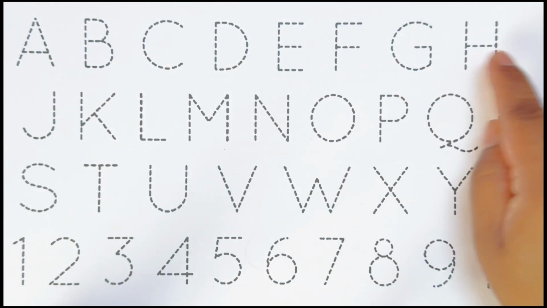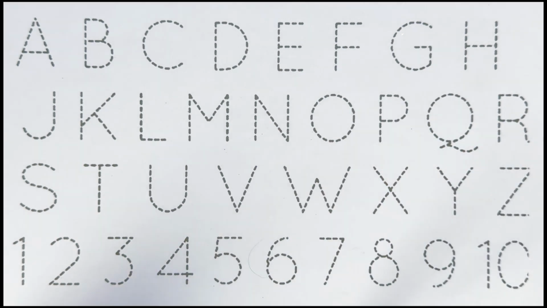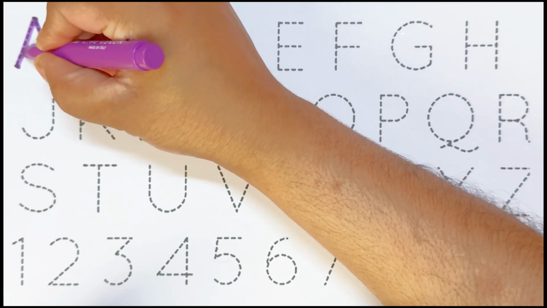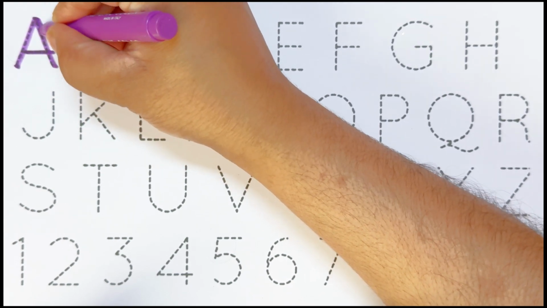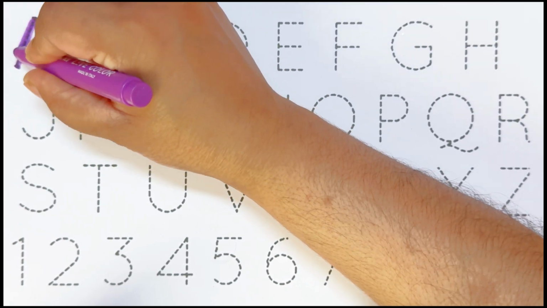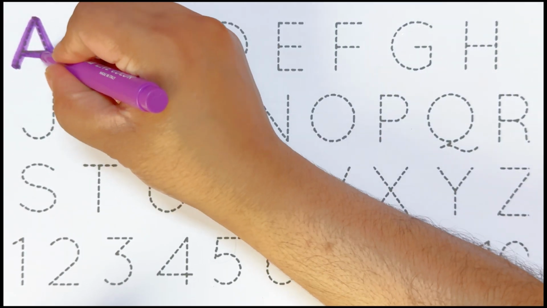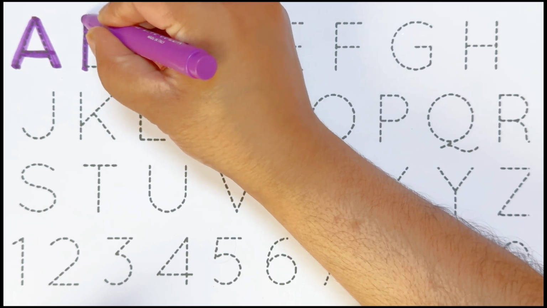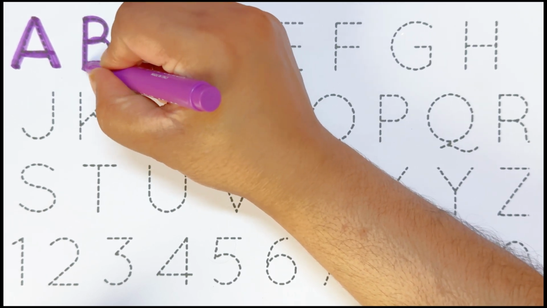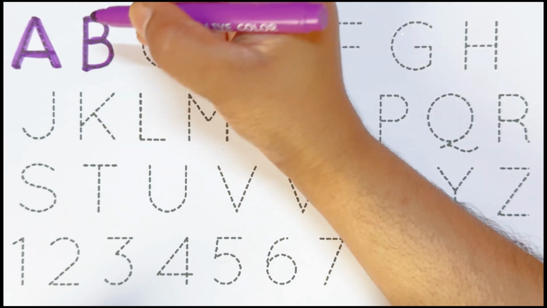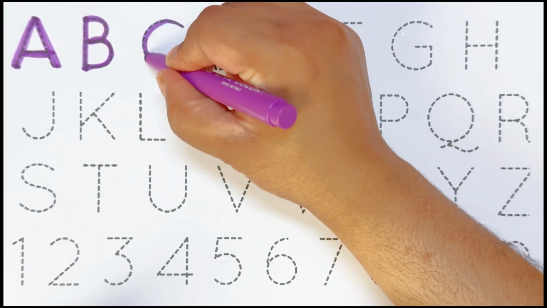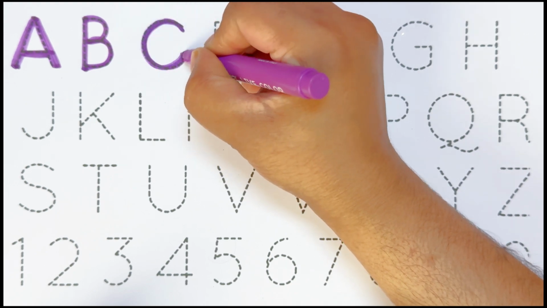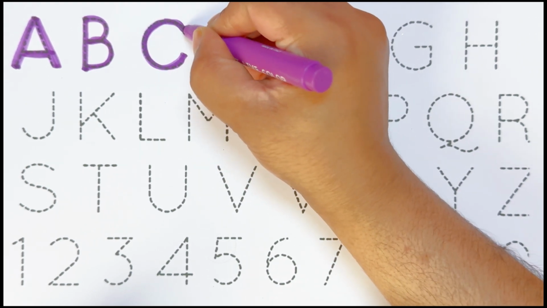Let's learn alphabets. Alphabet A. A for aeroplane, A for avocado. Alphabet B. B for brinjal, B for banana. C. Alphabet C. C for carrot, C for cat.